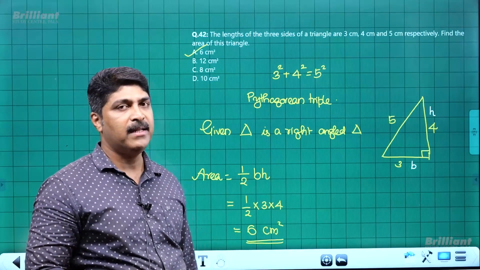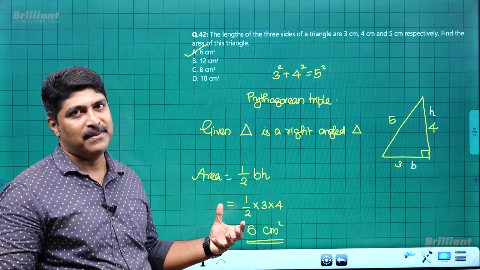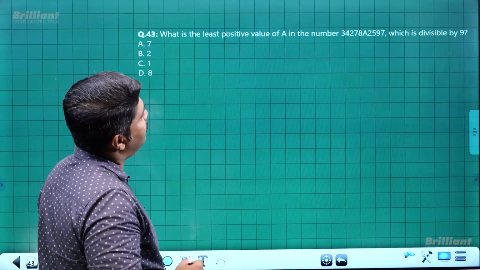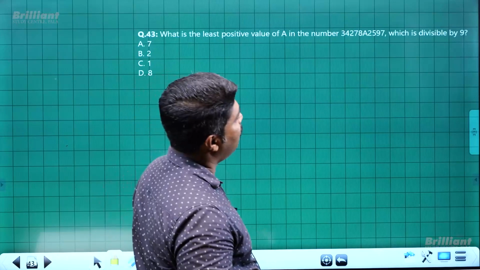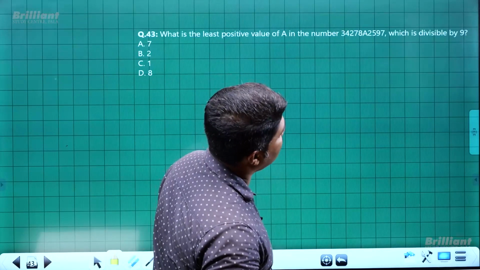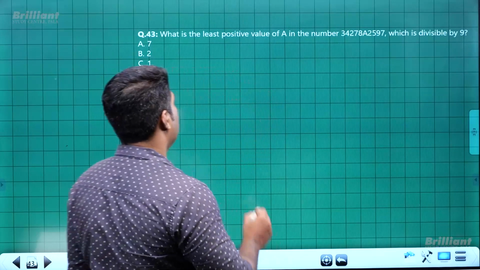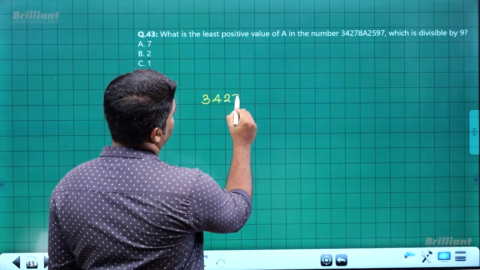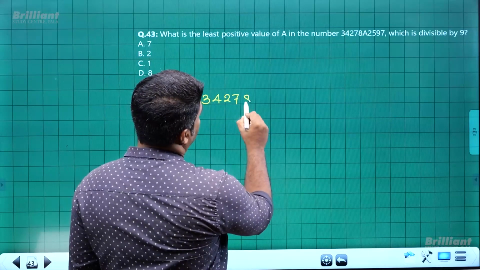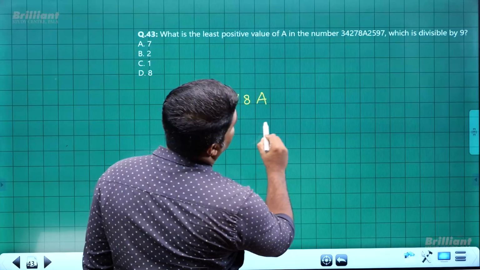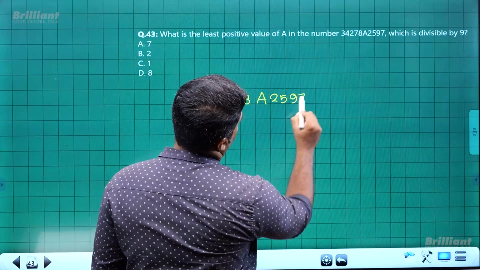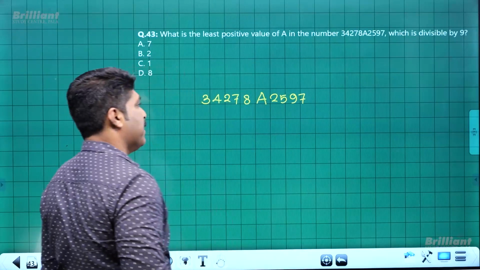Here we identified that it's a right angle triangle. Okay, then move to the next question. What is the least positive value of A in the number 3, 4, 2, 7, 8, A, 2, 5, 9, 7, which is divisible by 9? So rewrite the number here. 3, 4, 2, 7, 8, A, 2, 5, 9, 7, which is divisible by 9.